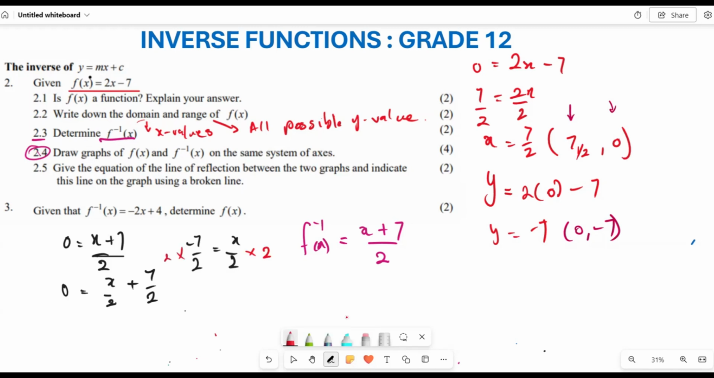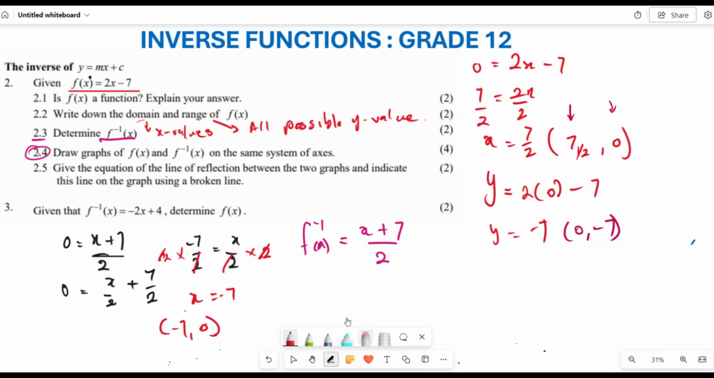So which means this 2 and this 2 are going to cancel. Can you see that these 2 and also these 2 are going to cancel, right? So which means your x is the same as negative 7, right? So which means your x-intercept here is going to be the same as (-7, 0).